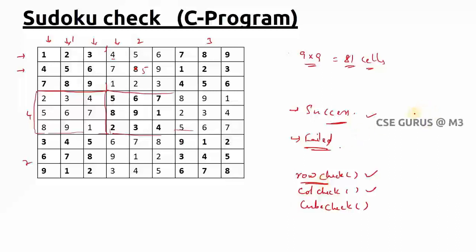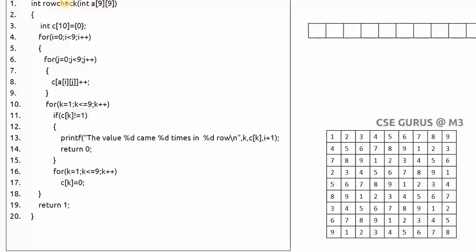Simply, I have written this program using a 2-dimensional array. It requires 9 by 9, so I have taken an array of 9 by 9, which is enough. First of all I want to explain row check, then column check and cube check. I'll explain those first, and afterwards I'll execute this program and show you how it executes.